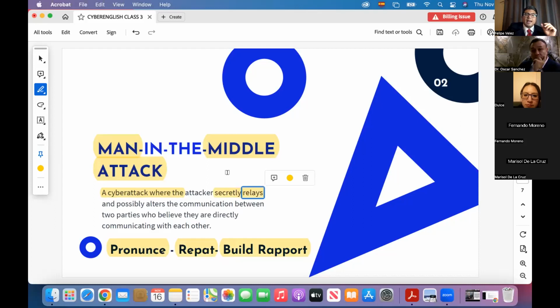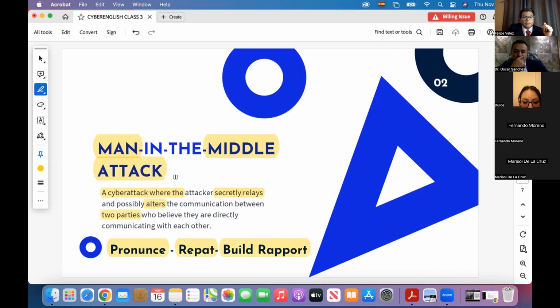Again, a cyber attack where the attacker secretly relays and possibly alters. Pronunciation, everybody, alters. Very good. The communication between two parties, it means two persons, who believe they are directly communicating with each other. So again, Dulce, all together, man in the middle attack. Okay, continue.